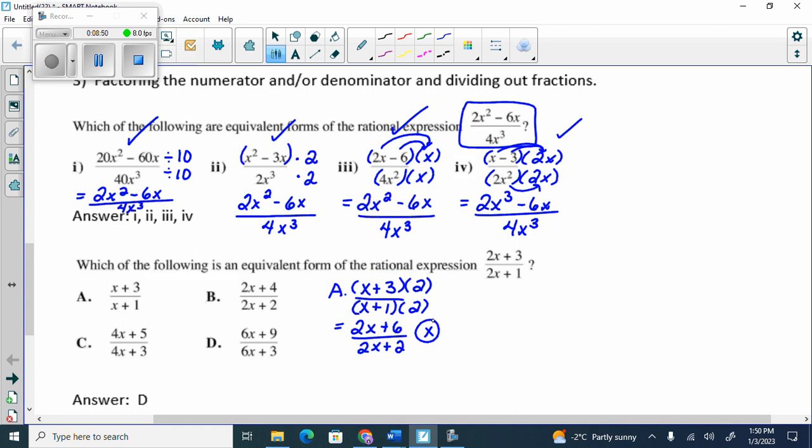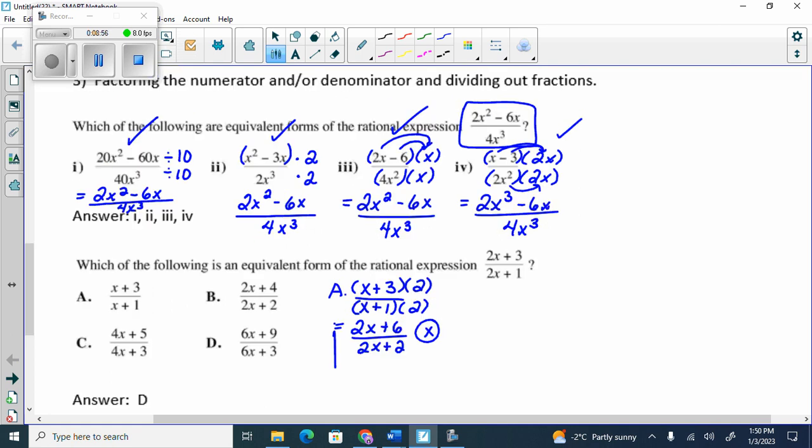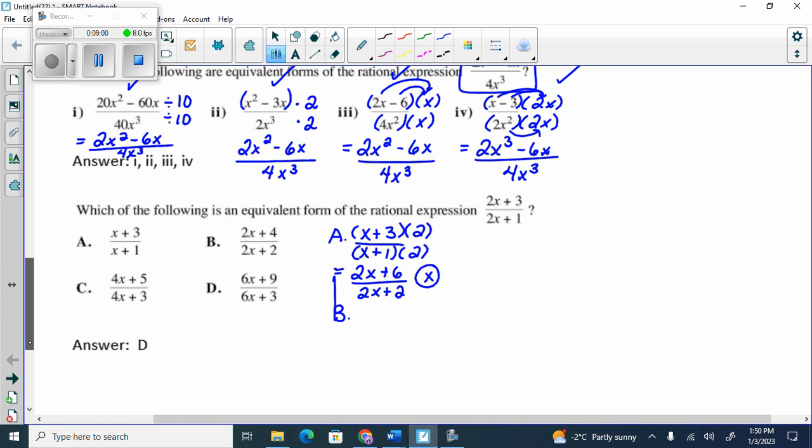Now I'm going to try B. Remember, like I said, put a piece of paper over the answers. Write the paper down and cover your answers as you go along. Oops. So the board hasn't changed over holidays. Still jolted. Okay, so B is 2x plus 4 over 2x plus 2. Well, immediately it's not correct because I have 2x, and I have 4 and a 3. So that's not equivalent.